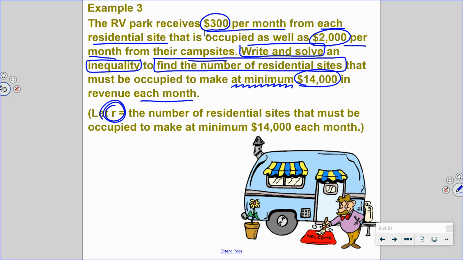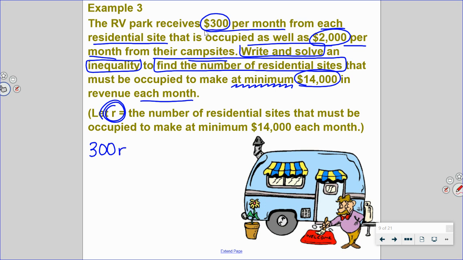All right, what do we start with? What happens first? What happens next? RV Park receives $300 per month, but the per month is not as important as per each residential site. So one residential site, two residential sites, 3, and so on. How do we write 300 for each R site? We're going to write 300 per R.